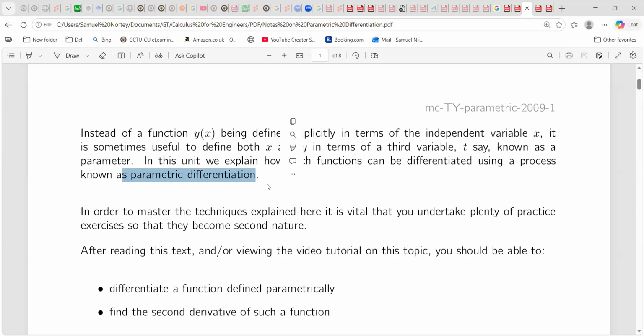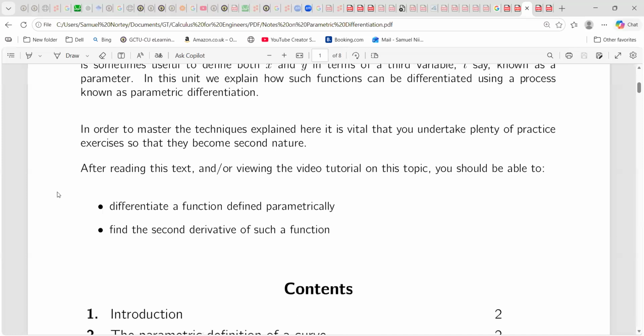So I have a function y, but it's in terms of t, and our function x is also in terms of t. How do we go about it? That is basically what parametric differentiation is all about. In order to master the techniques explained here, it's vital that you undertake a lot of practice so that you become very mature and balanced in this.